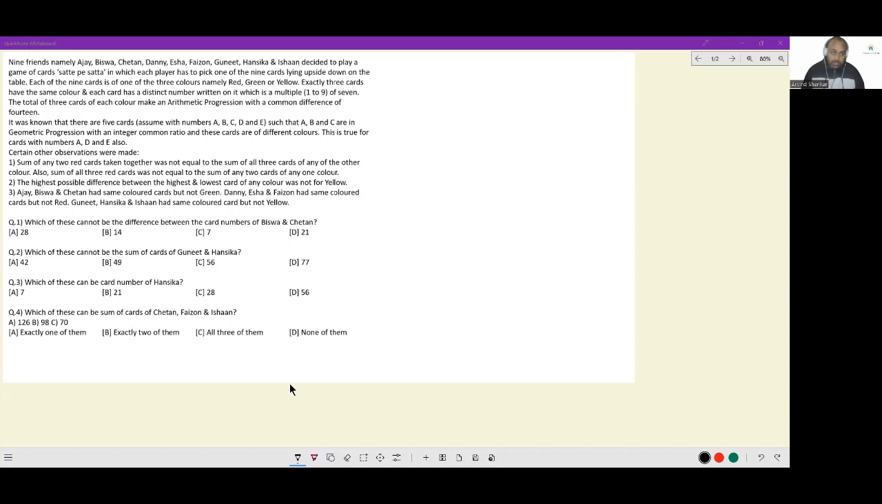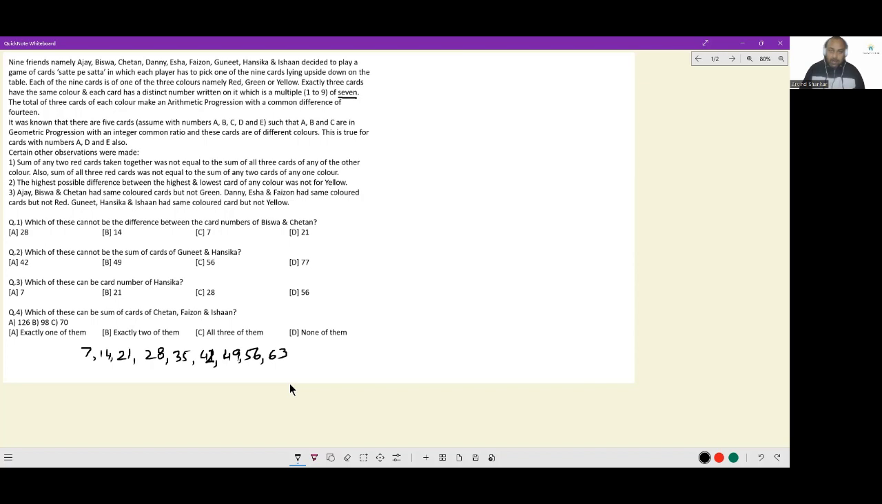Exactly 3 cards have the same color, and each card has a distinct number written on it, which is a multiple, 1 to 9, of 7. So the 9 cards that we have will start at 7, 14, 21, 28, 35, 42, 49, 56, and 63. These are the 9 cards that are available. The total of 3 cards of each color make an arithmetic progression with a common difference of 14.